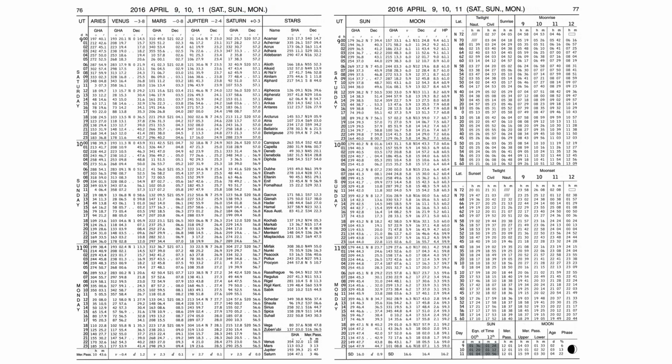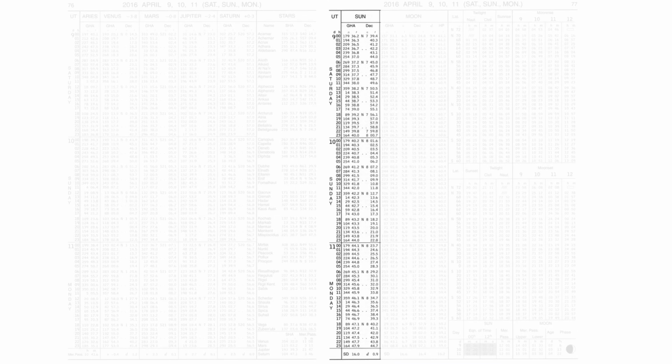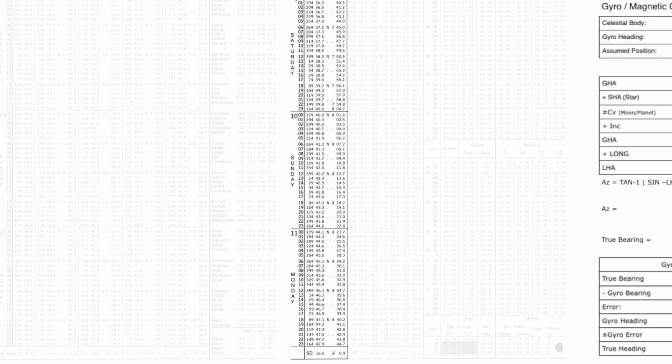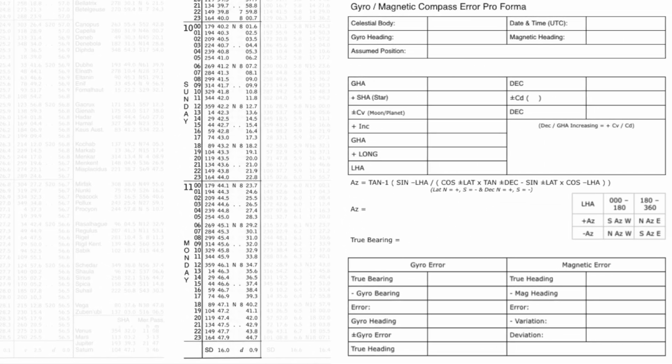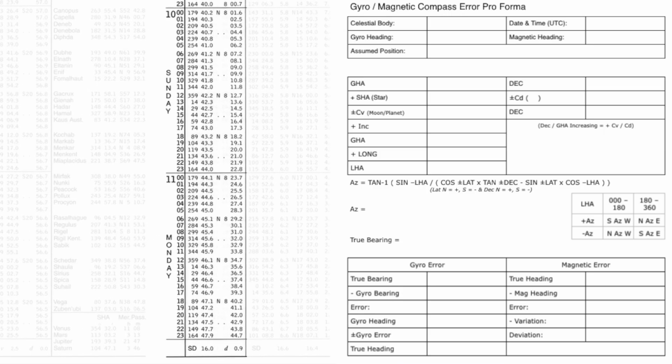On the right-hand page, we see the sun column, which lists the Greenwich hour angle, labelled GHA, and the declination, labelled DEC, for each hour of the day referenced to universal time. Before we go any further, we'll start filling in the details on our pro forma. The celestial body, as we already said, is the sun, and it was the 10th of April 2016.